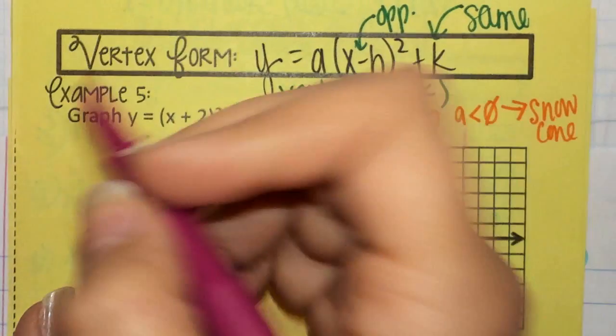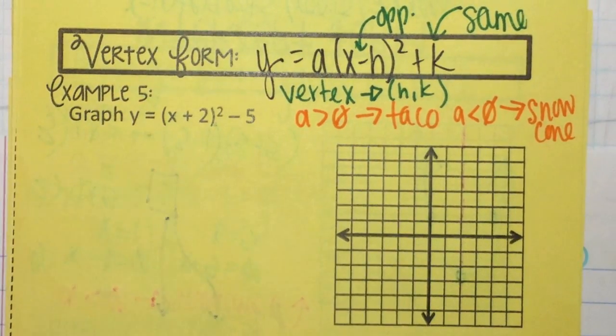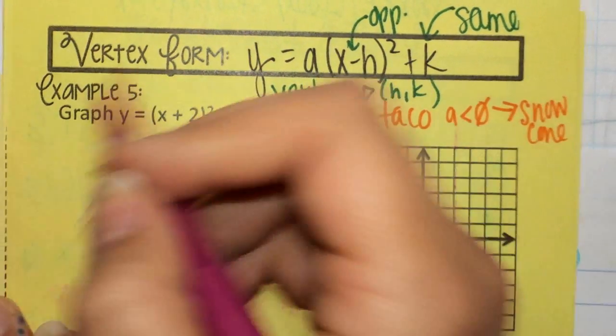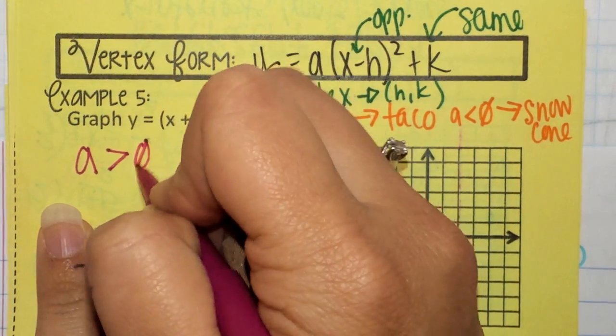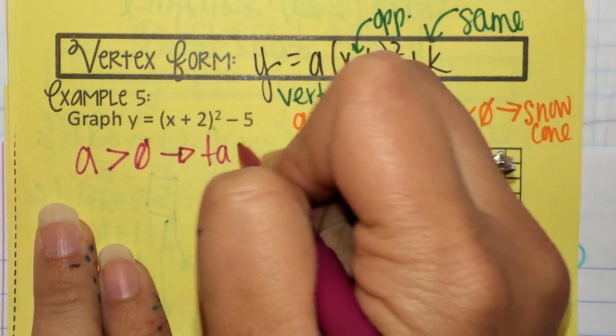Look at you go. Alright, is this one going to be a taco or a snow cone? It's gonna be a taco. Because a is greater than 0, so it is a taco.